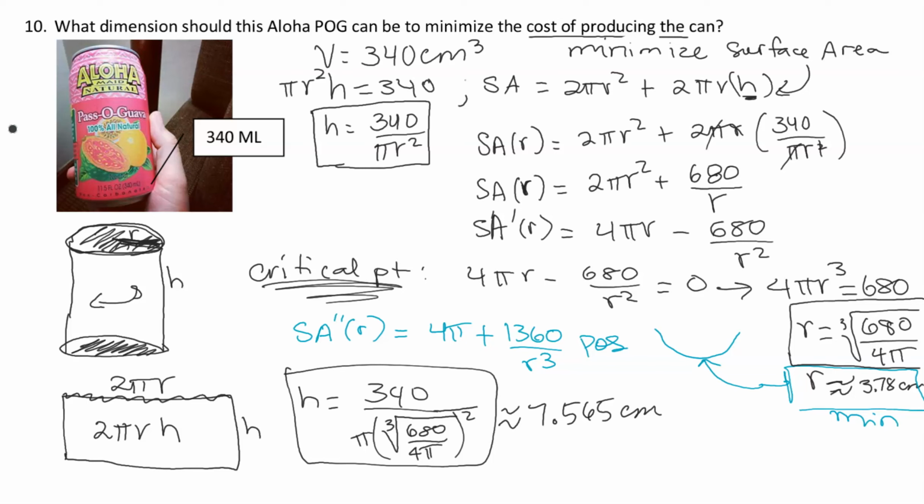So what dimensions will give this can the minimum surface area? The radius would be roughly 3.78 centimeters, and the height of the can is 7.565 centimeters. And that is the solution to number 10.